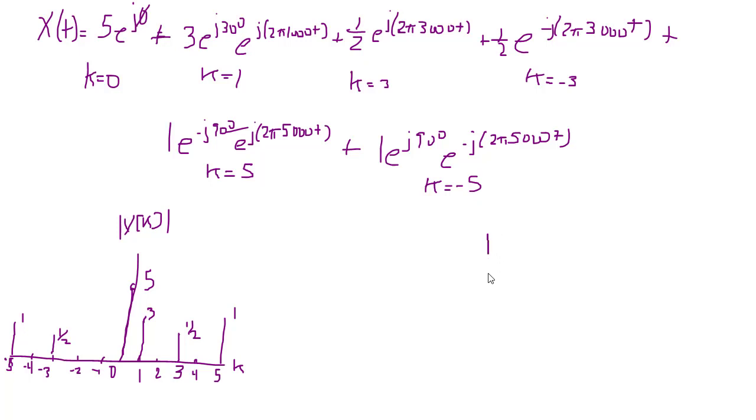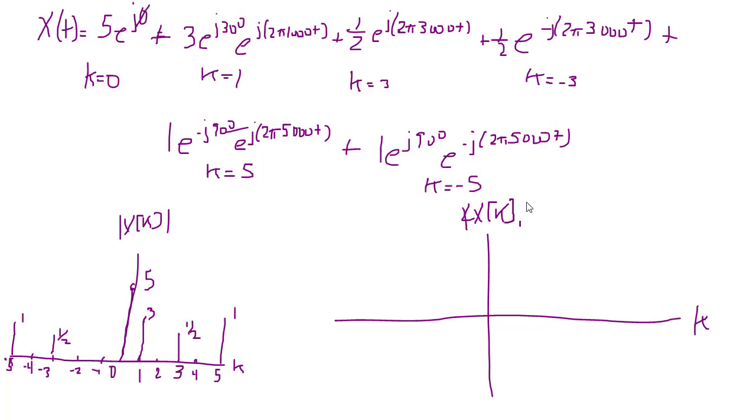So now let's create the phase spectrum. So once again, here's our axes, and the horizontal axis is k. The vertical axis is the angle for x of k, and it'll be in degrees. So at 0, the angle is 0. At 1, the angle is 30 degrees. At 2 and 3 and 4, the angle is 0. And at 5, the angle is -90 degrees.